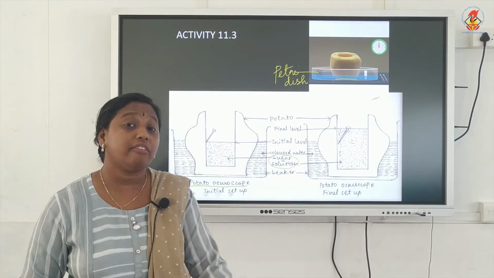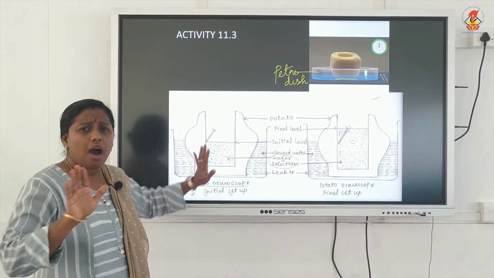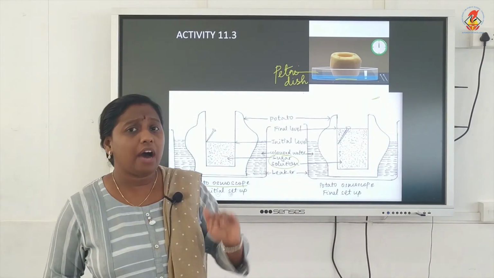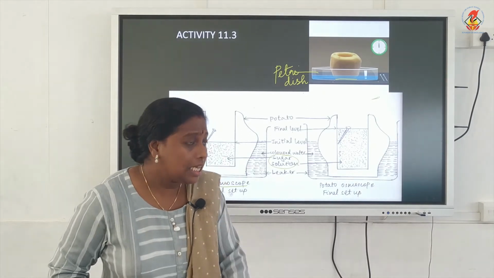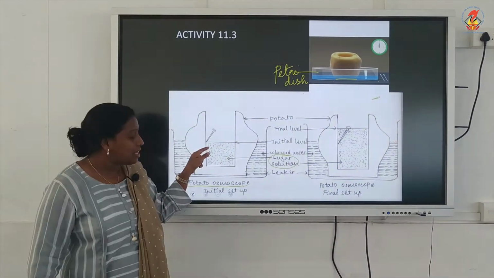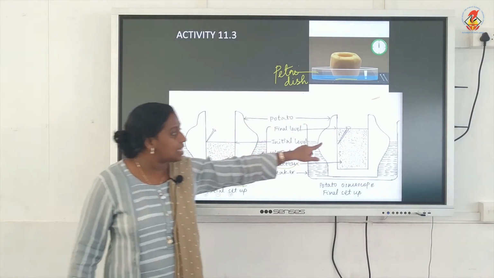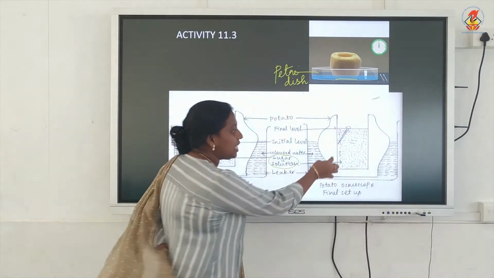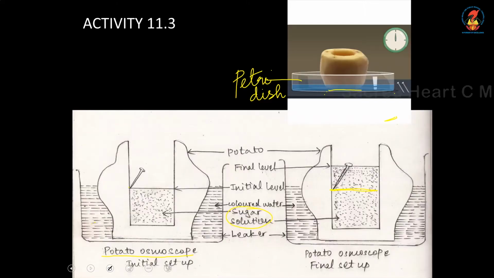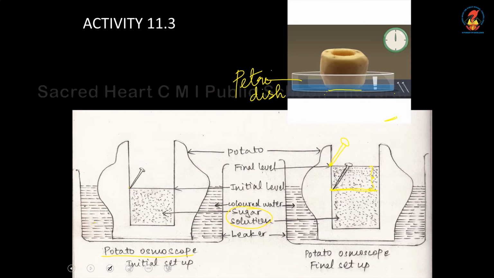Now, what will happen after some time? You keep this experimental setup undisturbed for some time. After some time, you can see that the level of sugar solution inside the potato has risen. See, this was the initial level of water. Here you have already marked it with a pen. Now see the final level of water, the water has risen this much. You can use the second pin to mark the final level of water here. So you are seeing that the water has risen inside the potato.